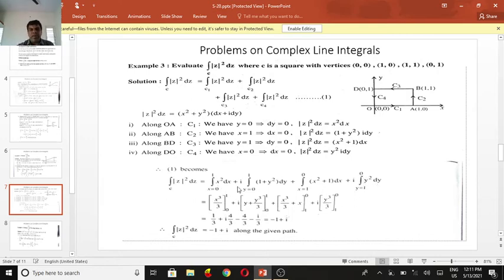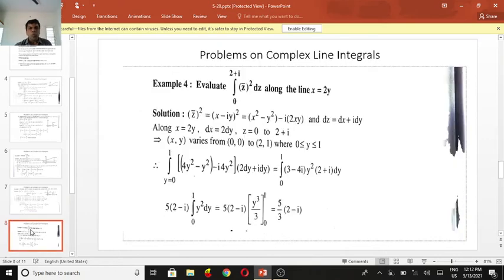So again I am simplifying and integrating. The first term becomes x cube by 3 from 0 to 1, plus i times (y plus y cube by 3) from 0 to 1, plus (x cube by 3 plus x) from 1 to 0, plus i times y cube by 3. So substituting the upper value minus lower value, we get 1 by 3 plus i times 4 by 3 minus 4 by 3 minus i by 3. So totally simplifying, we get the value minus 1 plus i. That is, the integral of mod z square dz is equal to minus 1 plus i along the given path.